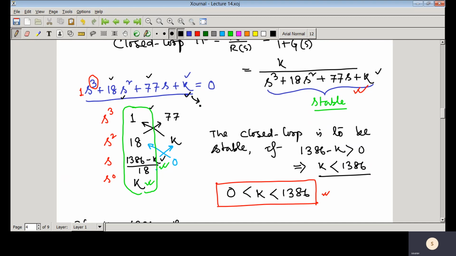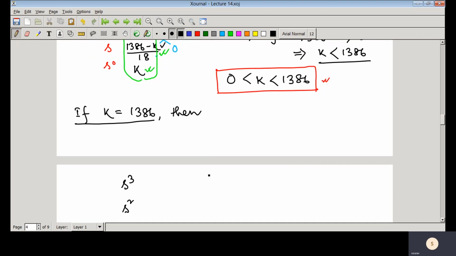So this K value we have replaced with that 1386. So we can say that we have another polynomial, that is s cube plus 18s square plus 77s plus 1386. This is that polynomial. Then we can just make that Routh table, that is 1 here, then 77, and for S square this is 18, and here 1386.